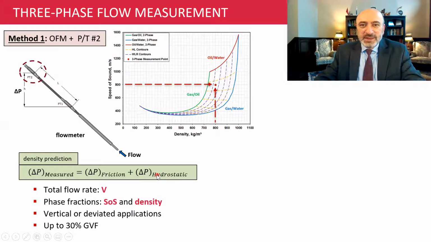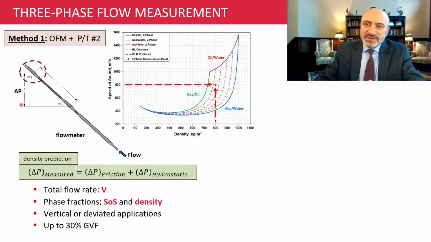Now these 2 terms may have different orders of magnitude, especially if the secondary PT gauge is close to the flow meter. In that case, the frictional term is going to be very small. So we are going to be relying on the hydrostatic pressure measurement. And that is why the vertical separation is important.